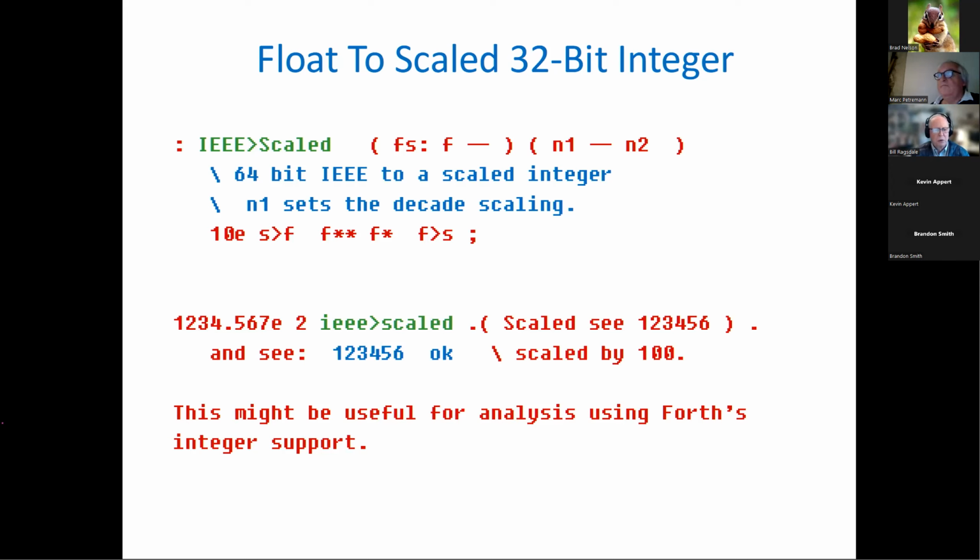And an example of usage of that, if we start out with, in red, we see the 1, 2, 3, 4 decimal 5, 6, 7. E says it's a floating point number. 2 on the data stack says we want to scale by 2 decimal digits, or 100. So we run it through that scaled number, and sure enough, we see 1, 2, 3, 4, 5, 6. So now we have a forth integer that has been scaled by 100.